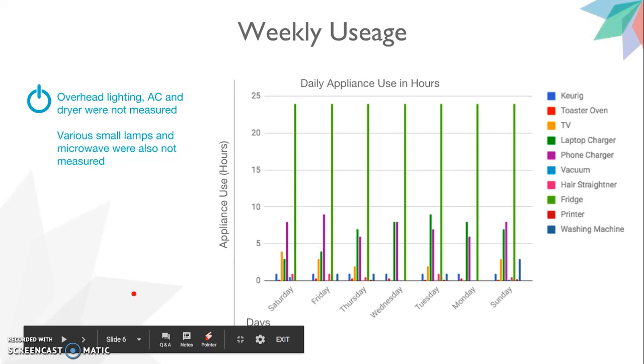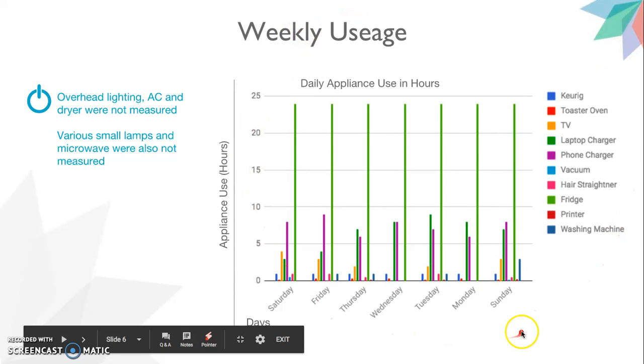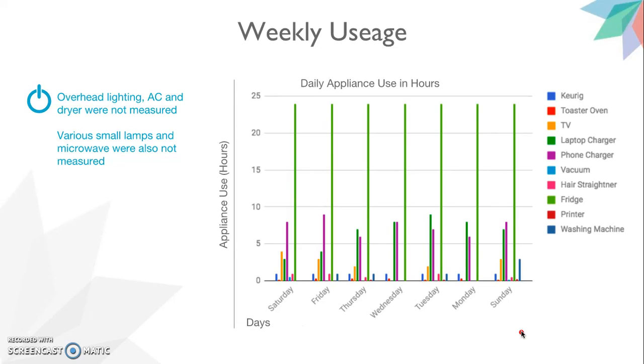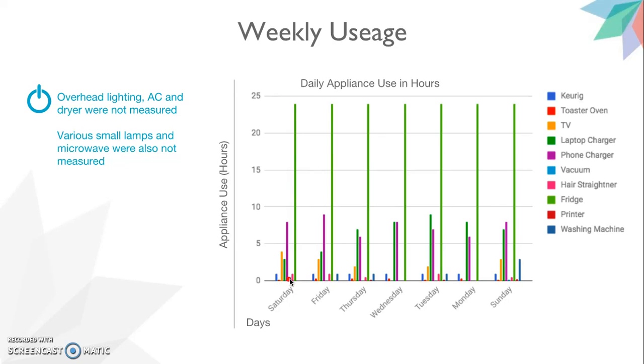Before I started my home energy audit, I measured how many hours per day I was using each appliance, as you can see on this graph. My fridge is on 24 hours a day, but the other appliances that I'm using a lot are my laptop charger, my phone charger, and my TV. For my home energy audit, I didn't measure overhead lighting, the AC, and my dryer. There were various other smaller lamps and the microwave that I also didn't measure.